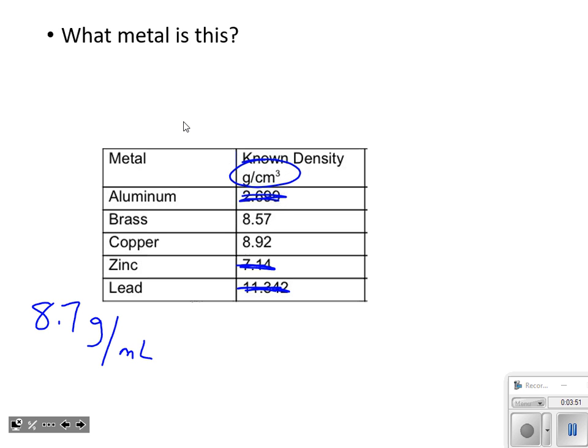So I'm going to look at these and determine which one I'm closer to. 8.7, 8.57 is only 0.13 away, and the other one's going to be 0.22 away. So I'm going to say no on the copper that I am dealing with, ladies and gentlemen. My metal that I am dealing with was brass.